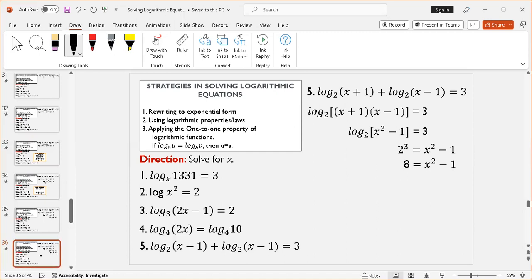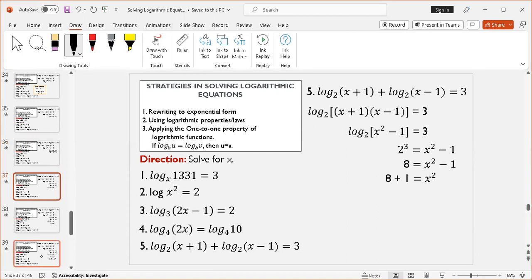And then, we need to apply the addition property of equality. We have to bring negative 1 to the left side of the equation. It will become positive 1. 8 plus 1 is 9. Na-simplify na natin yung left side, pero yung x, kung mapapansin nyo, may exponent pa siya. Paano nga natin tatanggalin tong exponent ni x?